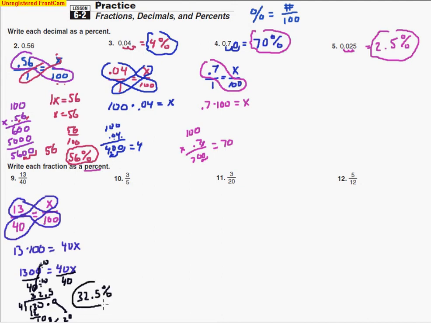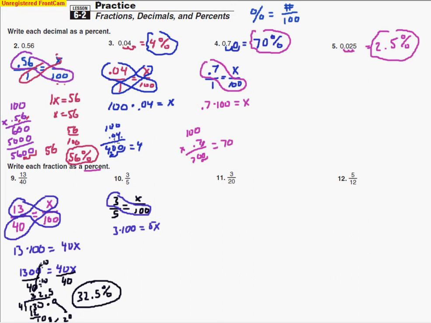There is our answer. Well, let's take a look at another one here. We've got 3/5. So what we're going to do is write that as a proportion. 3/5 equals a percent, which is a number over 100. And so all you're going to do from this point is cross-multiply. Multiply the 100 times 3. So that gives us 300, and it all equals 5x.